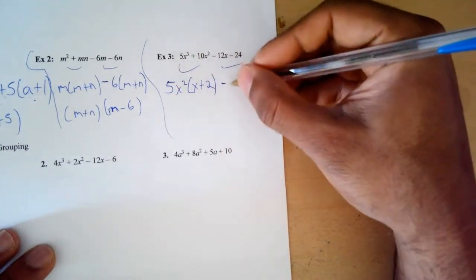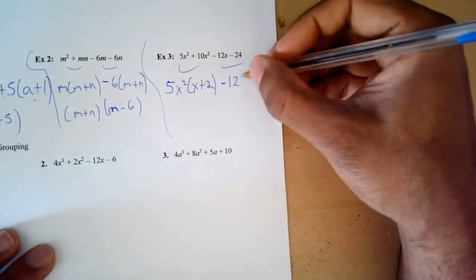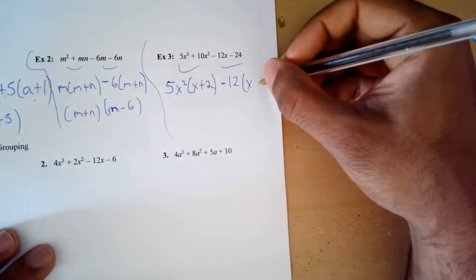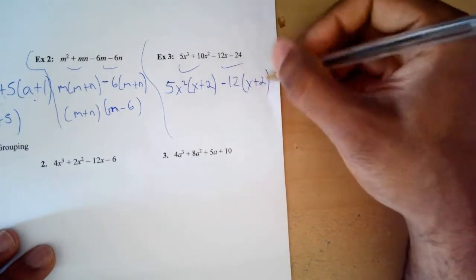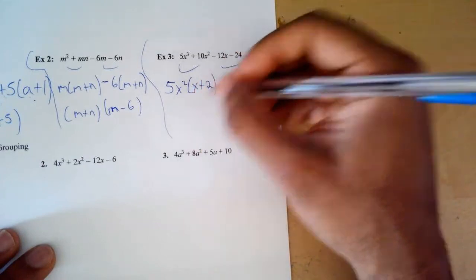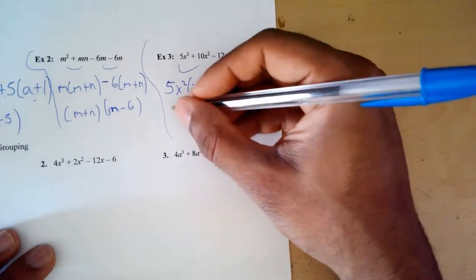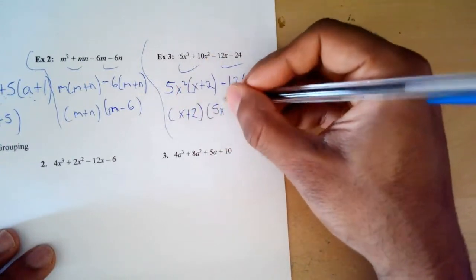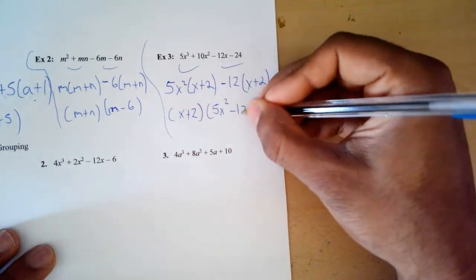And the other side, they both have a negative 12. This has an x, and this we'll need to multiply it by 2 to get negative 24. Negative 12 times 2. Okay, now again, just collect the brackets together. So on one side we got the binomial, which is the same, x plus 2. On the other side we got the 5x squared and the negative 12.